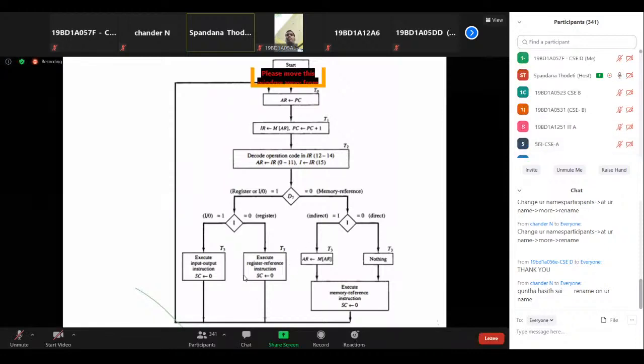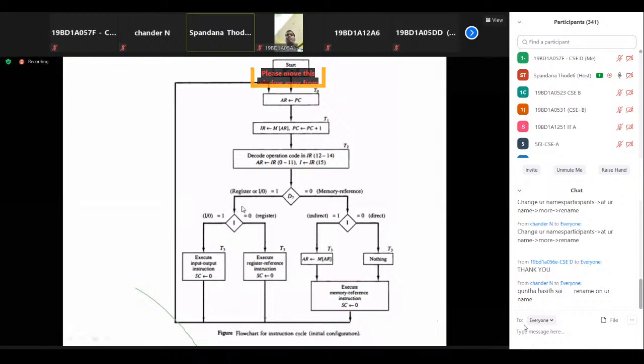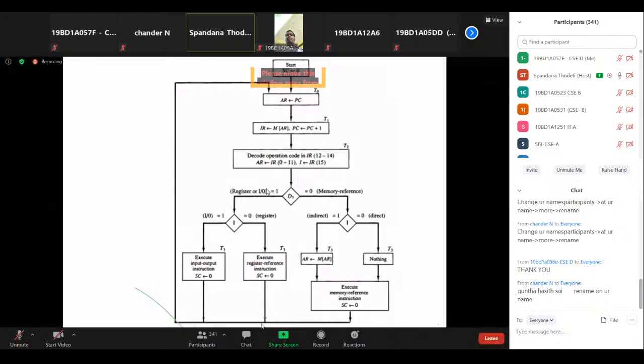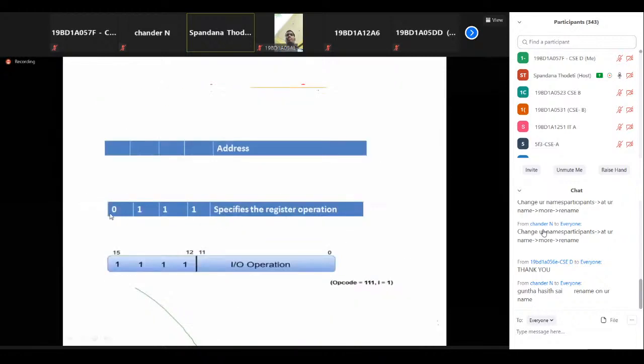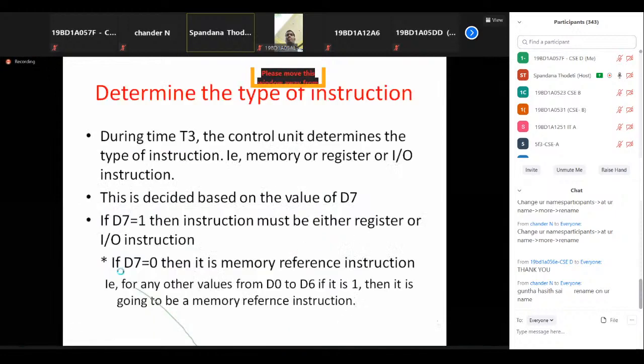reference. That is always based on the value of D7. If D7 is equal to 1, it can be either a register reference or IO. In other cases, that means if it is not equal to 1, it is a memory reference instruction. Now, so either register or IO. How to decide if it is register or IO? That is based on the I bit value, because for a register reference instruction, the I bit value is 0. For an IO instruction, the I bit value is 1.